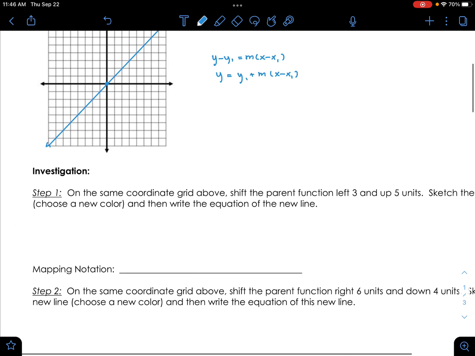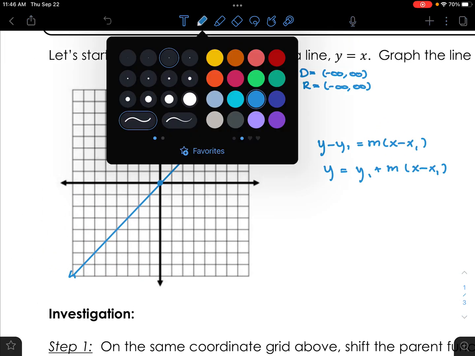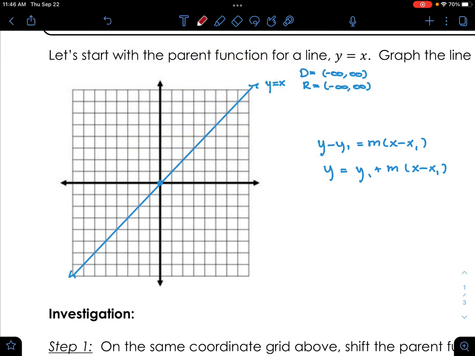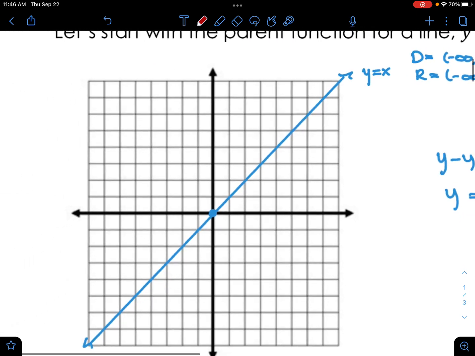So if we look at the first step of this investigation, it says on the same coordinate grid, shift the parent function left 3 and up 5 units. If we do this in a different color, we take that point, our y-intercept, and shift it. It says left 3 and up 5. So we're going to go 1, 2, 3, 1, 2, 3, 4, 5. And so we have a point at negative 3, comma 5. And it has the same slope, so that's going to look like this.